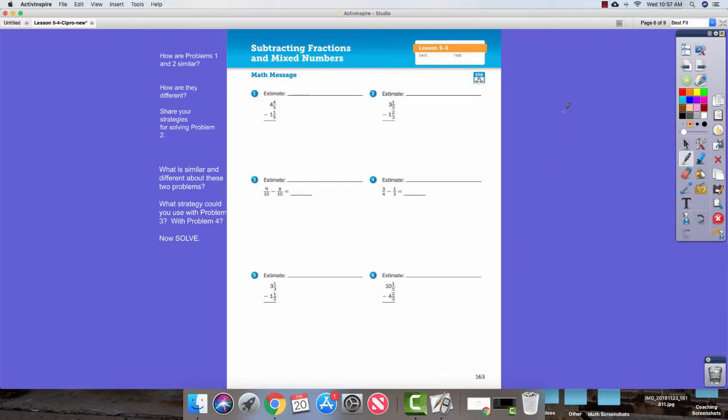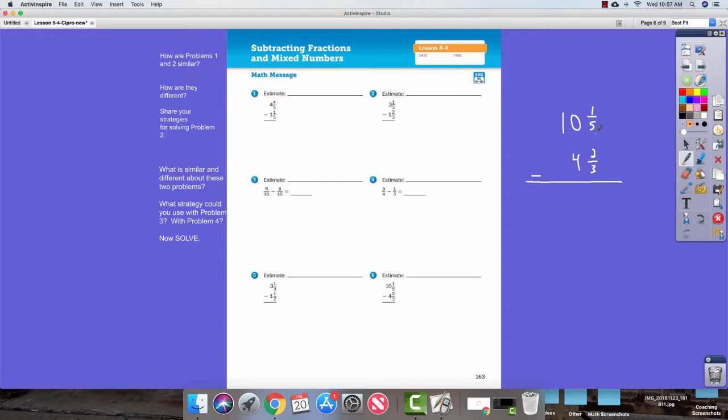Okay, let's do 10 1/5 minus 4 2/3. All right, so again, I have a mixed number here that I'm trying to subtract, and if I look at my fractional parts of my mixed numbers, I've got unlike denominators. So I need to find a common denominator.